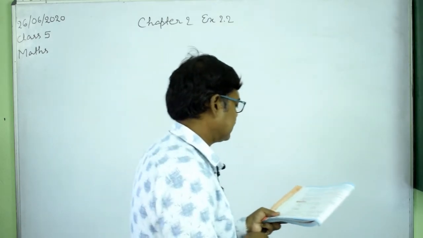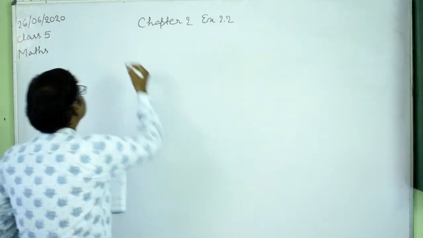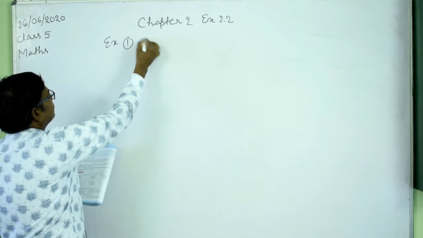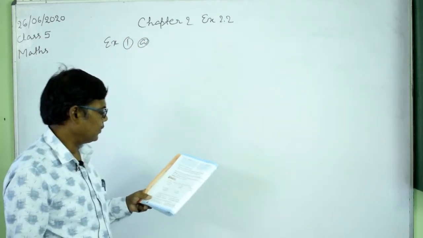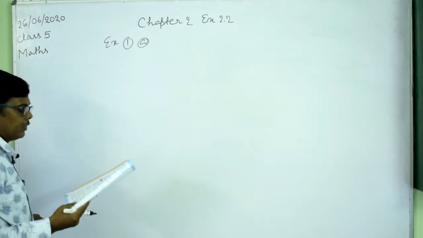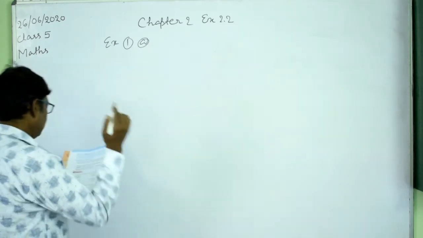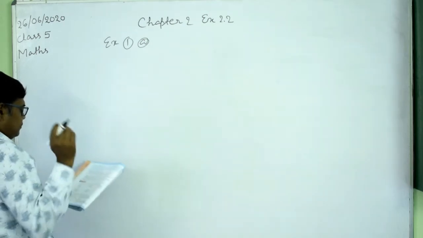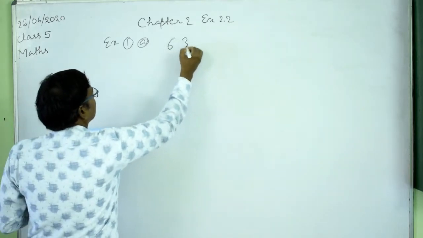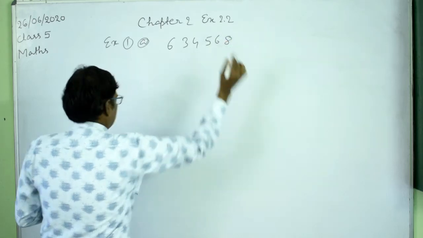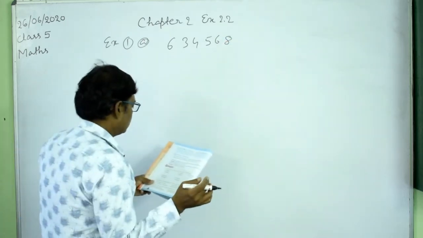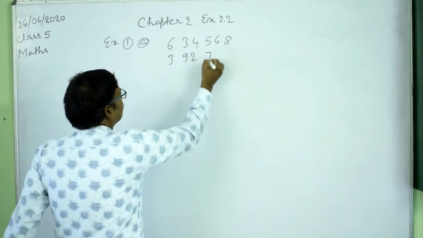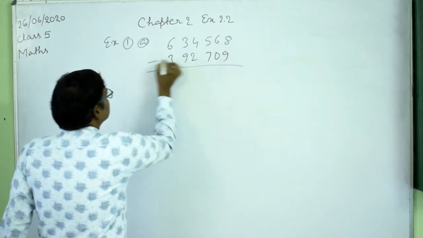Solve question number 1, exercise 2.2. Here question number 1a. Subtract the following and mark the periods in the answers. Okay, so here we have to subtract the numbers and then mark the periods. The first number is 6,34,568, and the other number is 3,92,709. Okay, so subtract these two numbers.